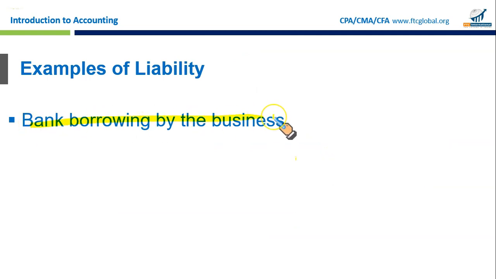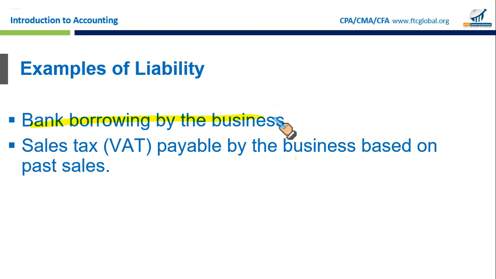Bank borrowing by the business is an example of liability. Sales tax payable by the business, liability. Accounts payable, from whom we have purchased goods or services on credit. Accrued expenses means the expenses that have been incurred but not yet paid. Bonds payable, money received from our customers against which no goods or services have yet been provided, liability. Leases, mortgage payables, warranty liabilities, employee benefit payables, customer deposits, dividends payable, and the list is endless.